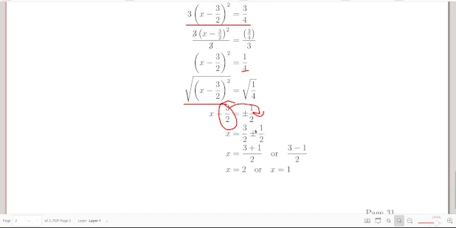And then the first answer, as always, is going to go with the positive. That's your 3 plus 1 over 2, giving you 2. And then the other answer is going to go with the negative there. And then that's your 3 minus 1 all over 2. 3 minus 1 is 2, divided by 2 is 1. And then those are your 2 solutions.